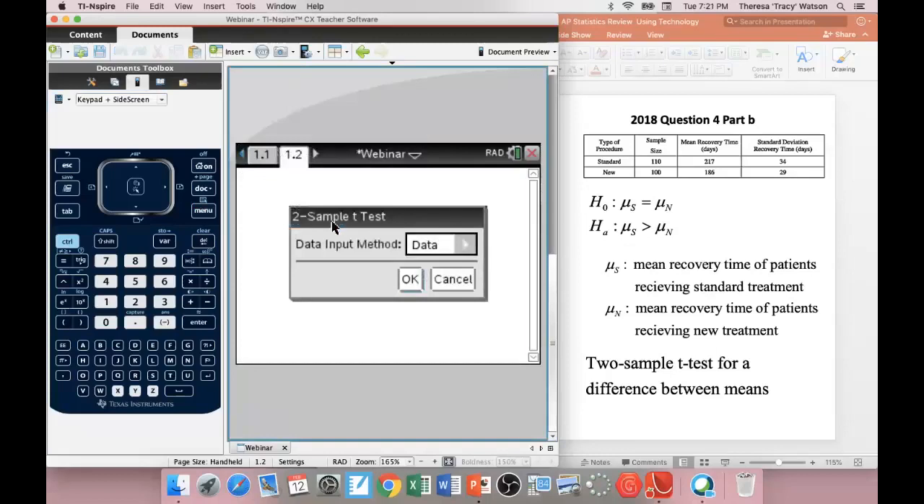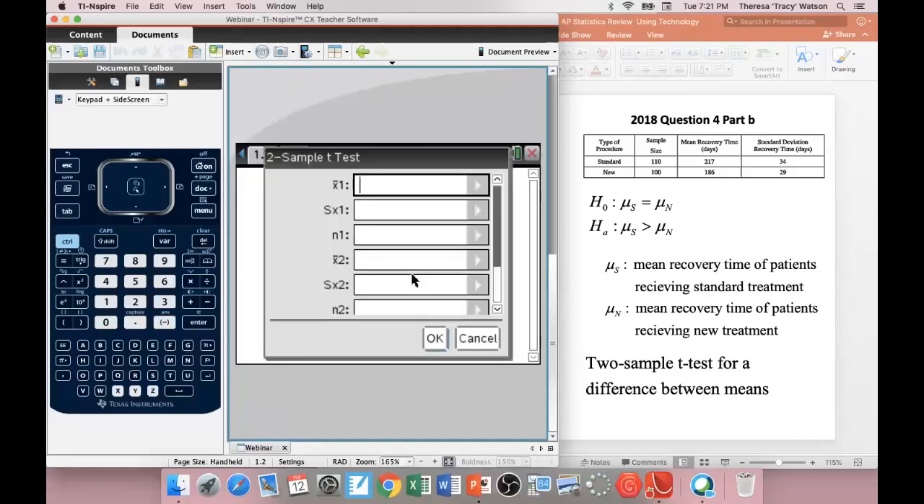Now, the first question it's going to ask me, you've got data, how are you going to give it to me? The calculator wants to know, am I giving you the data or am I giving you the statistics of the data? The stats is the summary statistics, which is what we have in our problem. So I'm going to give it the stats, and then it's asking me for the information that's on the table. This is what it needs to do a 2-sample t-test.